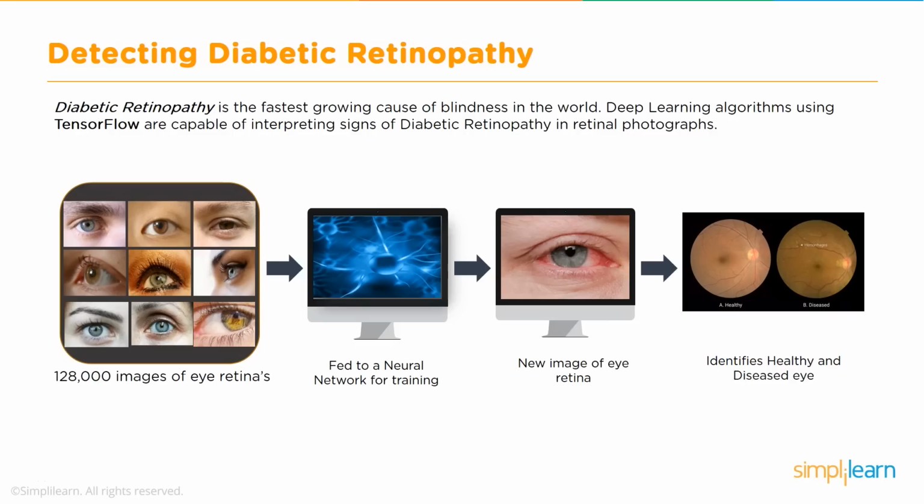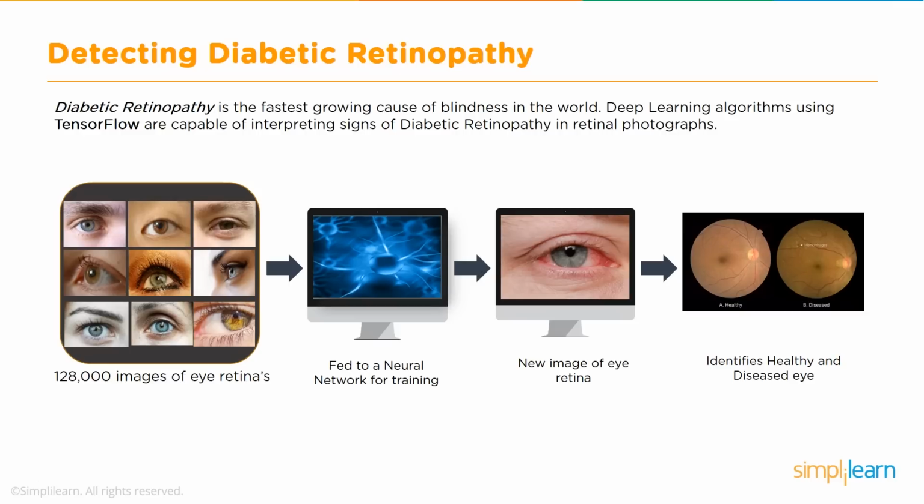Diabetic retinopathy is a condition which can lead to blindness, and it is caused, as the name suggests, due to diabetes. There are ways to detect this early on and maybe cure it and prevent blindness. So how can we do something like that? There is research going on, and one of the techniques used is deep learning, which is a part of neural networks and which is a part of artificial intelligence.